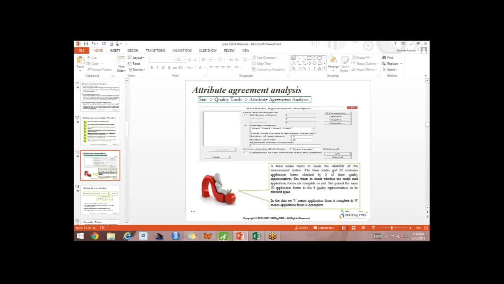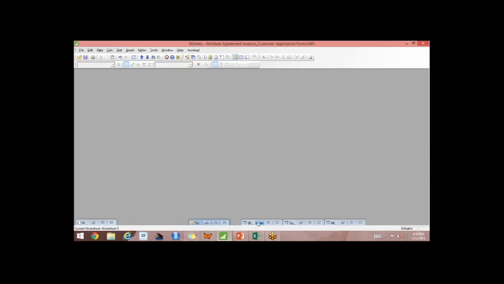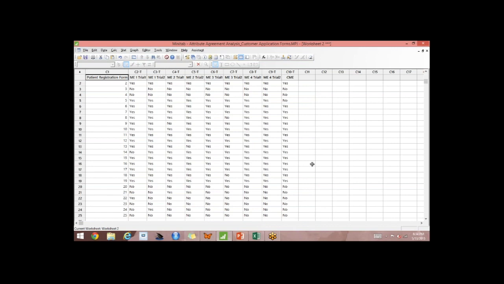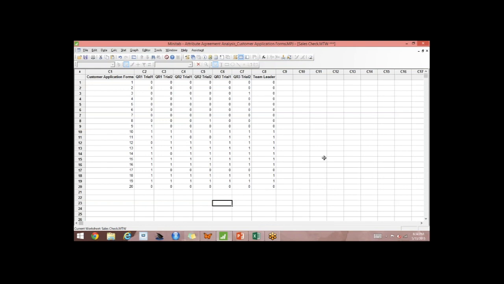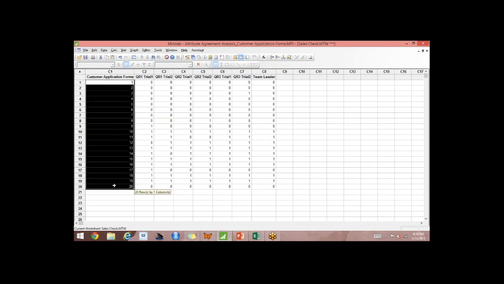All right, here is the Minitab. I have the files open, attribute agreement analysis. Let me see whether this is the right one. No, I don't think so. Let us see this. Yeah. So we have 20 customer application forms. And this satisfies the first point in our attribute agreement analysis procedure. Collect 15 to 30 samples of items you want to measure. We have collected 20 samples.